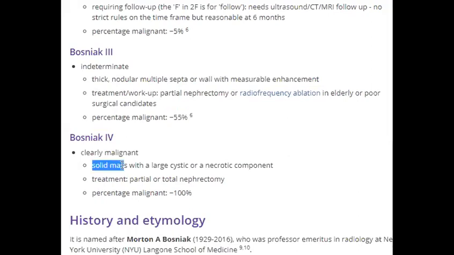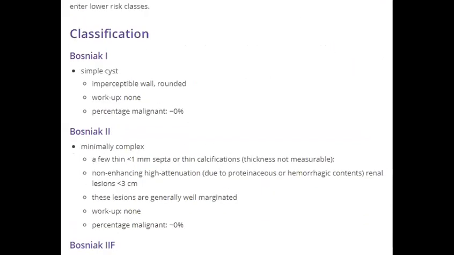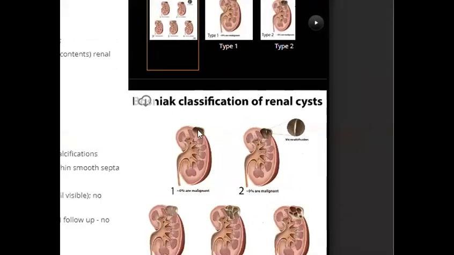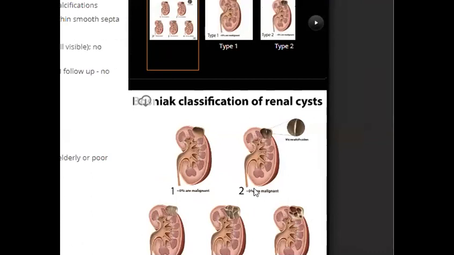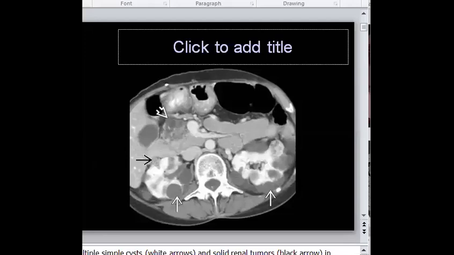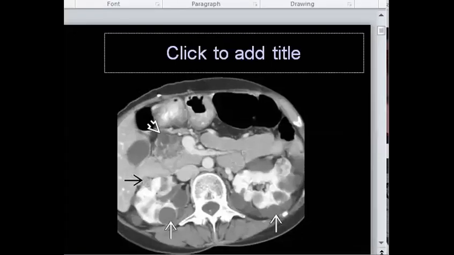Bosniak 4 has a solid component, which is very clear. This one is the most clear one, when you find a solid component with enhancement. So is it clear now? And I think they have this diagram, which is very beneficial to mention. Yes, as you see here, when you talk about 1 or 2 or 2F or 3 and 4, yes. So is it clear now? We can just go back to our presentation, continue a bit, and we will shift again.